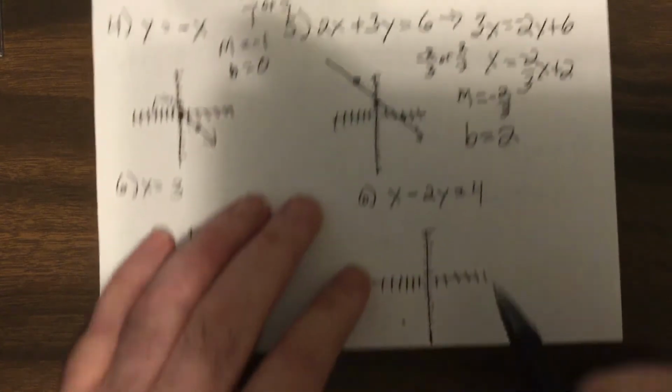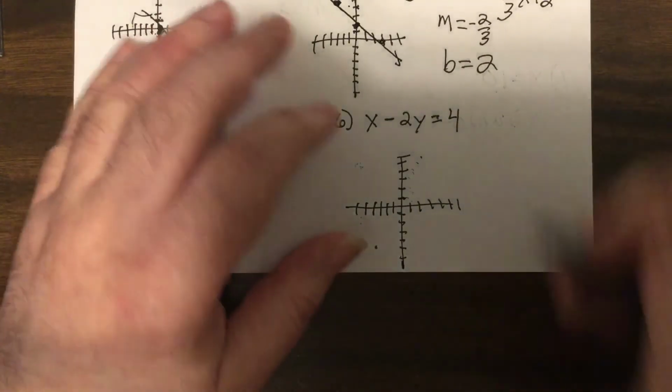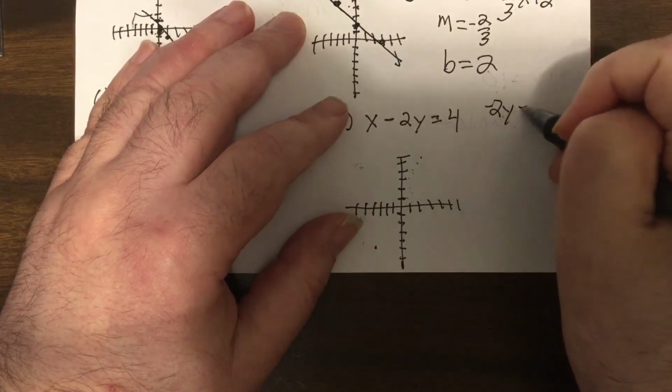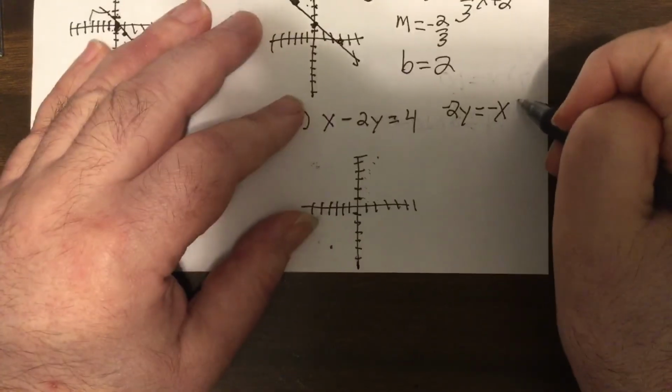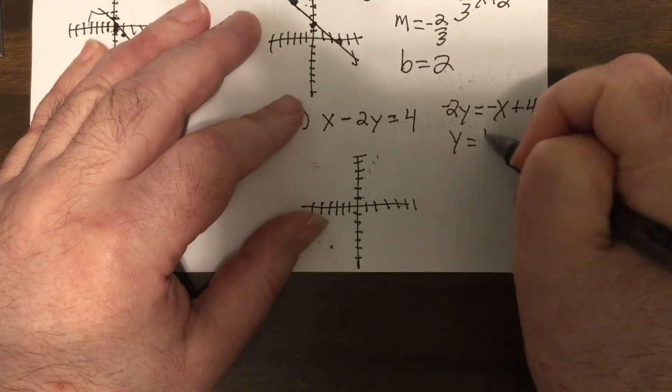Now, do this one on your own and then turn me back on. Okay, so solve it for y. So I'm going to subtract x. Divide by -2.